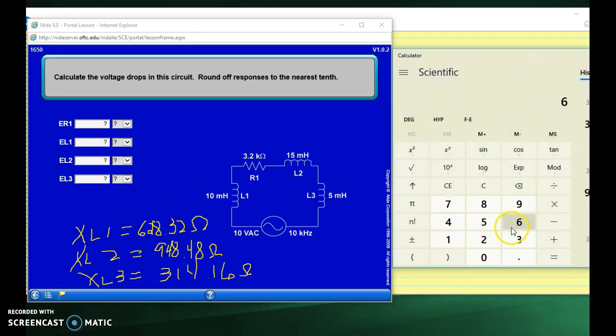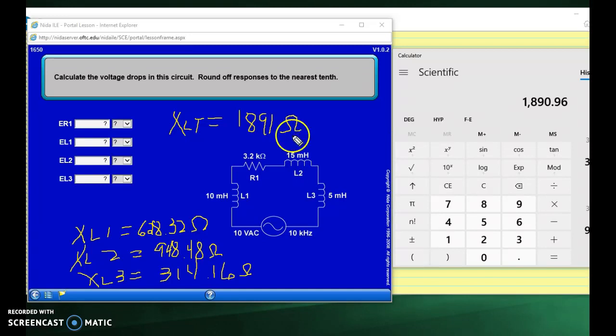So, let's go back to our calculator. Let's add 628.32 plus 948.48 plus 314.16, and that equals 1890. I'm going to call it 1891. We're going to round that puppy. So X LT equals 1891 ohms. Alright, so we've got that far.